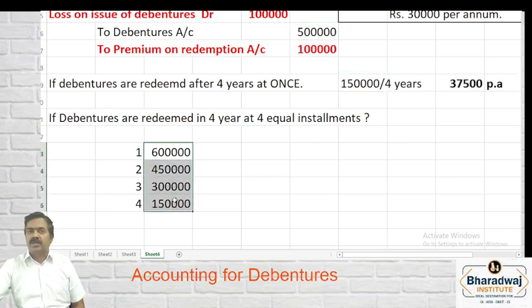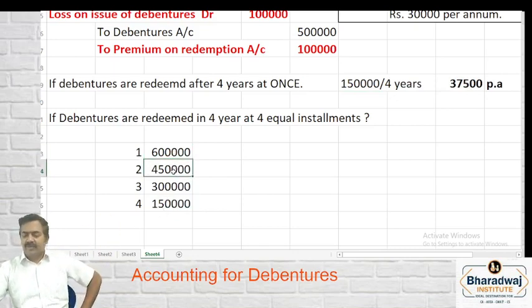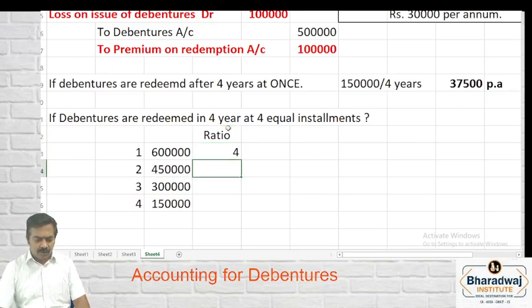But look at the debentures outstanding here. First year 6 lakhs. At the end of the first year 1,50,000 repaid. Second year 4,50,000, and 1,50,000 repaid. Like that it is outstanding. What is the ratio of amount outstanding? 4:3:2:1. In this ratio, the amount will be written off.